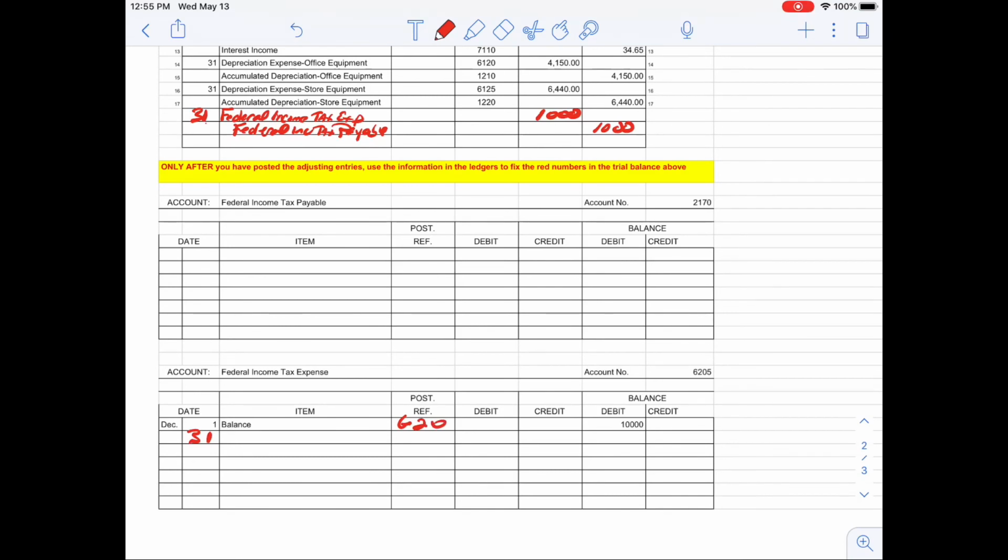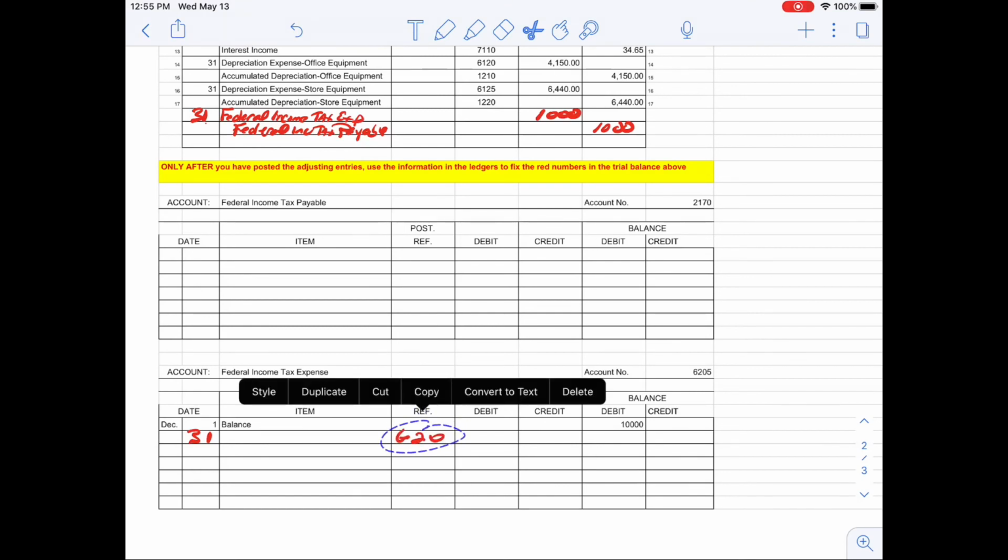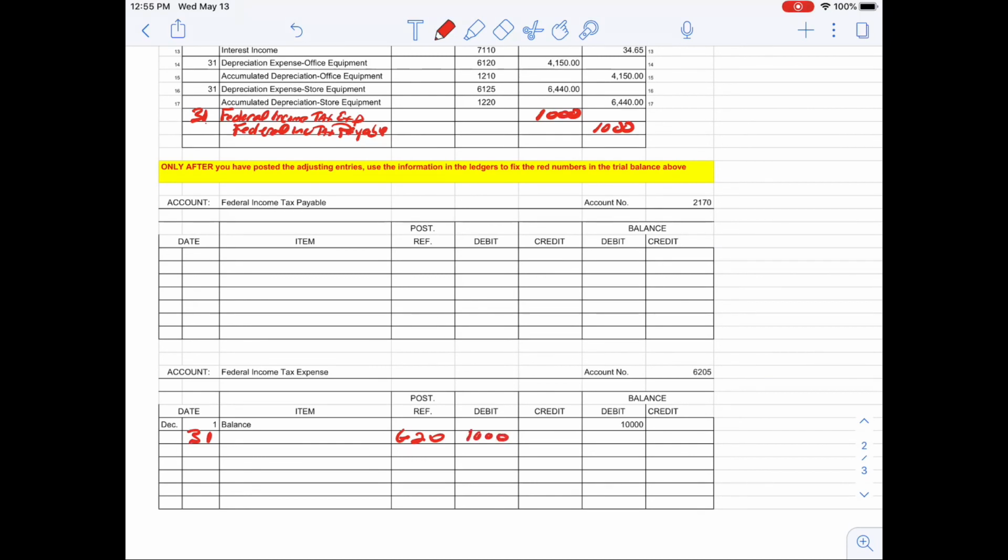If you notice that it's a debit for $1,000, oops, put that on the wrong line. We'll just move that down to there. Okay. It's a debit of $1,000. You'll notice that we have a debit balance with a debit entry. They're the same. If they're the same, we're going to find the sum, and our new balance will be $11,000. I then am not done. I'm going to take this 6205 and I'm going to go up here and post it up there to show that I have done that.